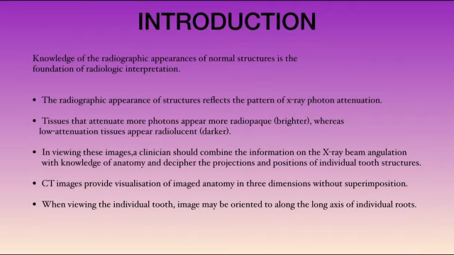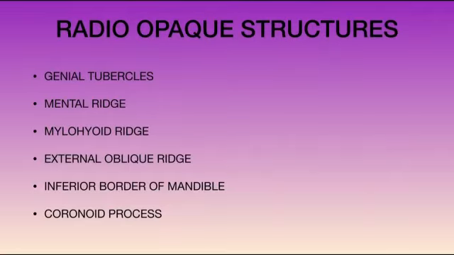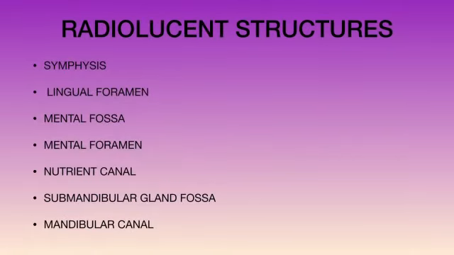CT images provide visualization of anatomy in 3 dimensions without superimposition. When viewing the individual tooth, the image may be oriented along the long axis of the individual root. Next come the radio-opaque structures of the mandible: geniotubercles, mental ridge, mylohyoid ridge, external oblique ridge, inferior border of mandible, coronoid process. The radiolucent structures are symphysis, lingual foramen, mental fossa, mental foramen, nutrient canal, submandibular gland fossa, mandibular canal.